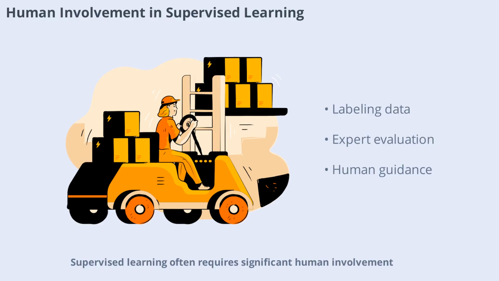Supervised learning often requires significant human involvement, especially in labeling data and evaluating results. Experts are needed to ensure the labels are accurate and relevant. This human touch helps guide the model's learning and ensures it meets the desired objectives.